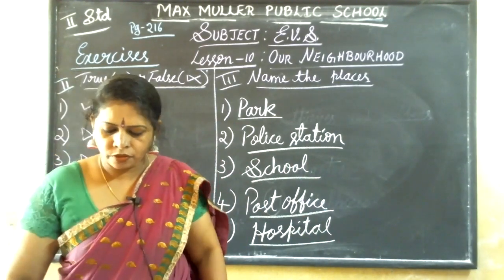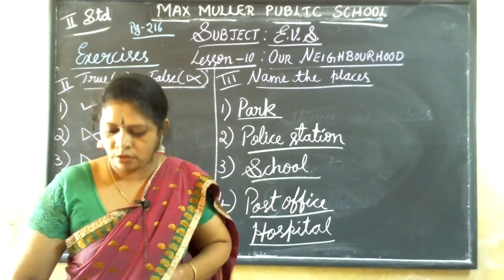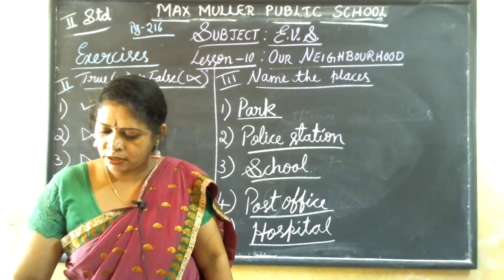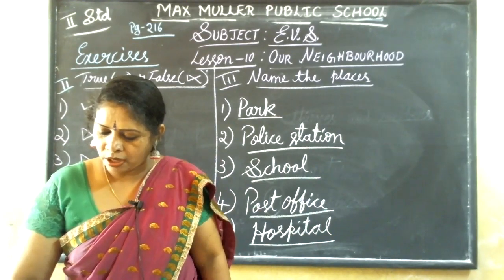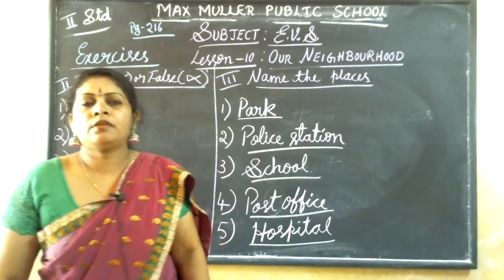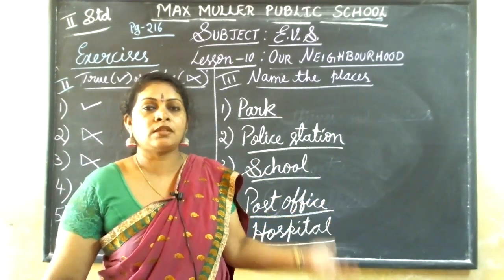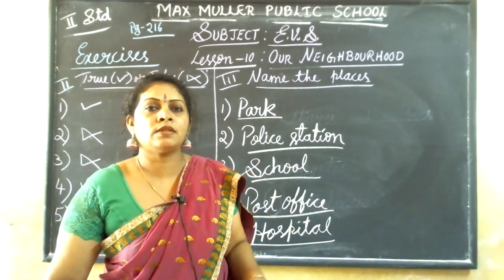Next is the question answer that you will be getting in the notes PDF. And think about it. Write the names of 5 places in your neighborhood. Write 2 sentences about each. You can choose any neighborhood places, those that are around you here, and you can write 2 sentences on that.